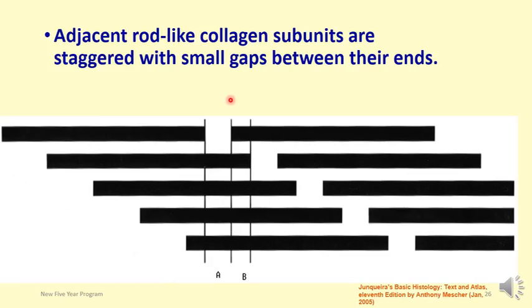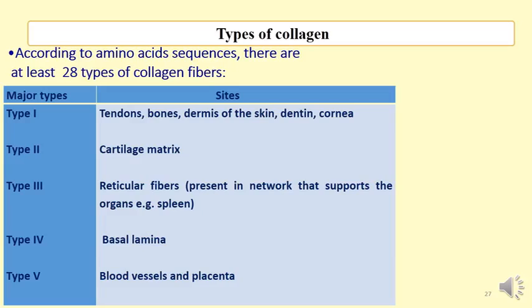The heavy metals used in electron microscopic studies will be deposited in this gap region. While in the overlap region there is no gap, so there is no deposition of the heavy metal. That's why by electron microscope we find a darkly stained area, representing the gap region due to the deposition of the heavy metal, and a lightly stained area representing the overlapping region. And this pattern of periodicity occurs at a regular interval, every 64 nanometers.